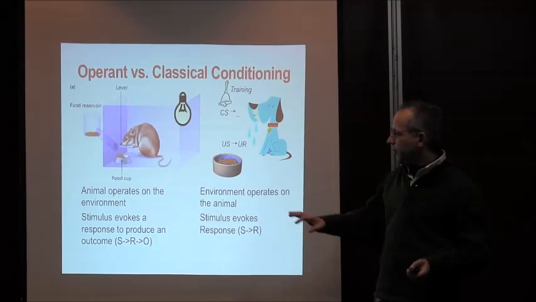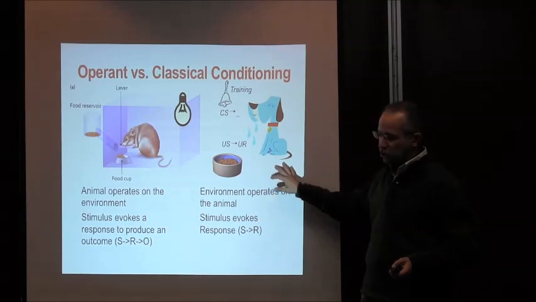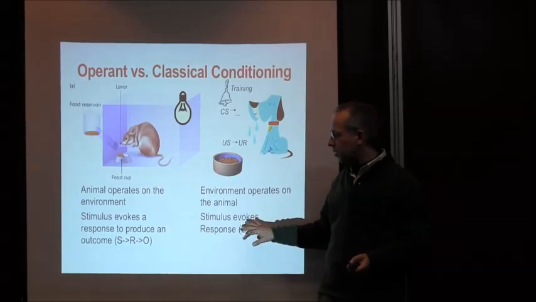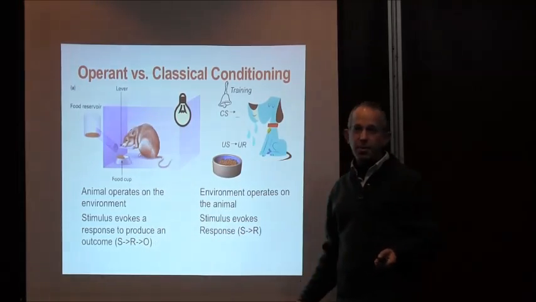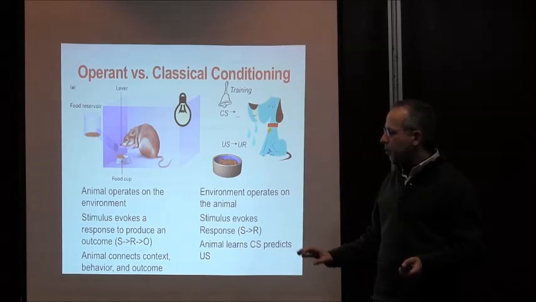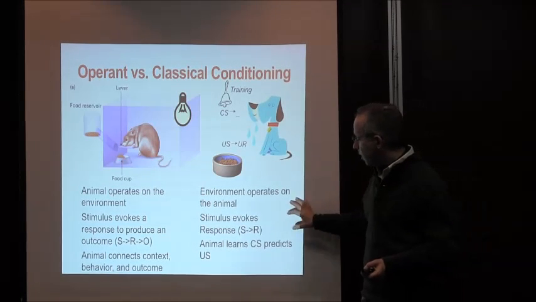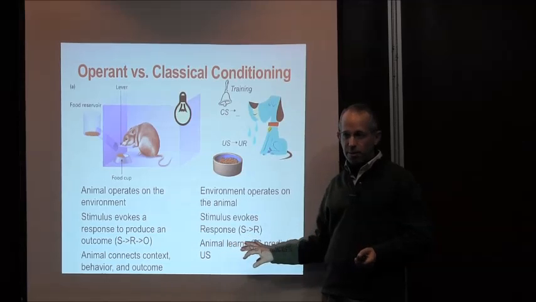And in both cases, the stimulus evokes a response. In one case, it's just an anticipatory or predictive response. In this case, it's a response that has a particular outcome. And the animal connects context, behavior, and outcome, where here it's just learning about a relationship.